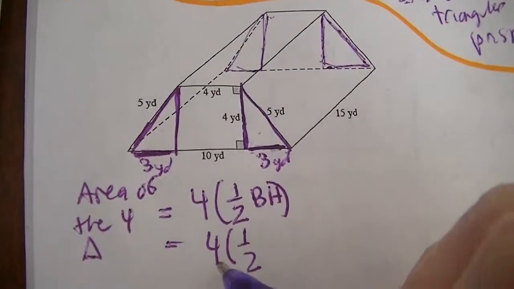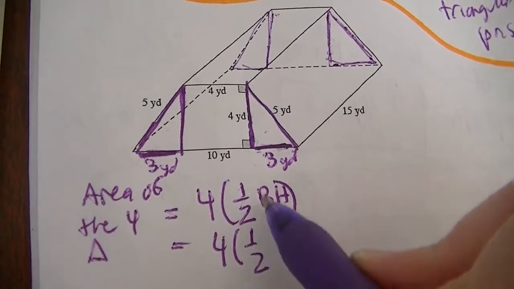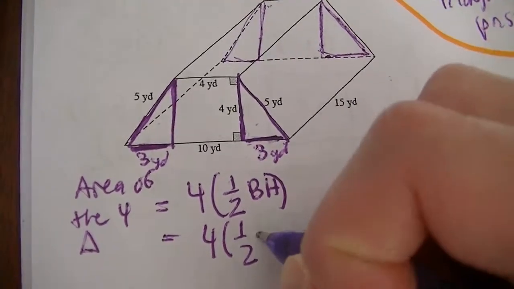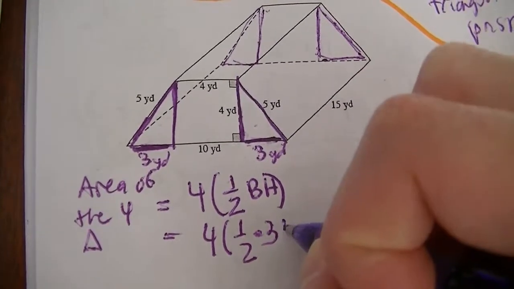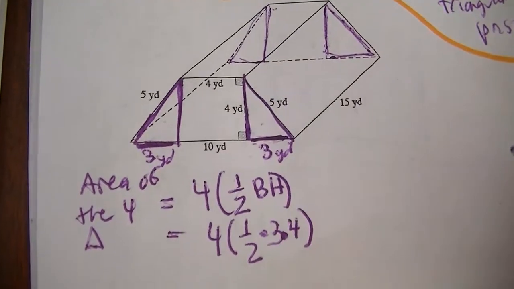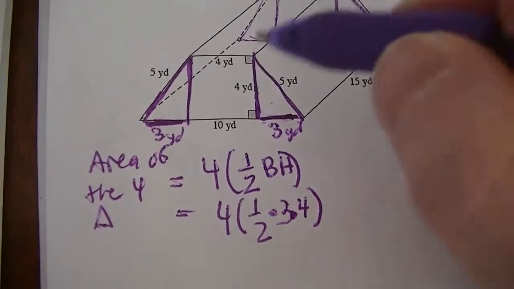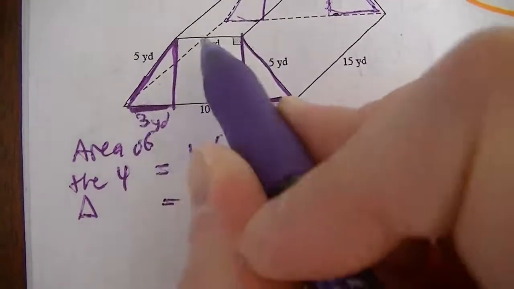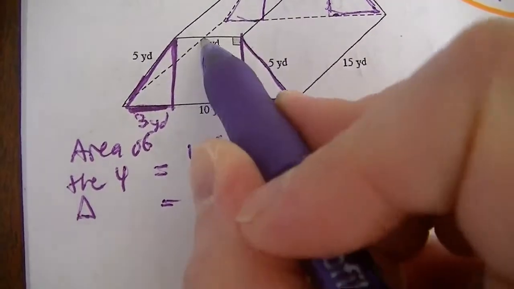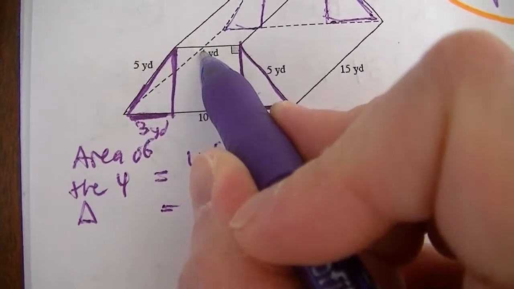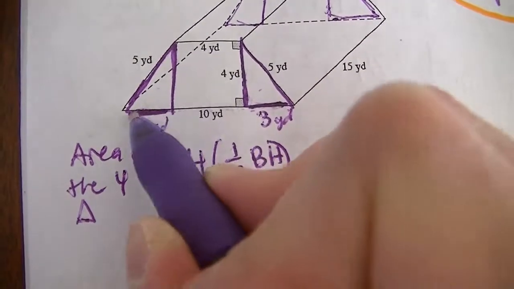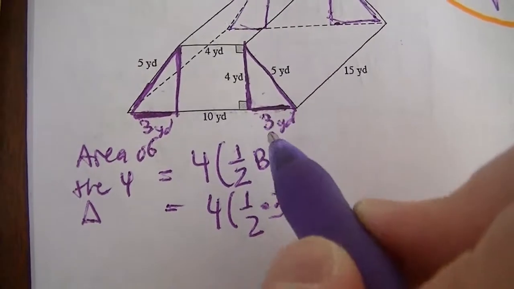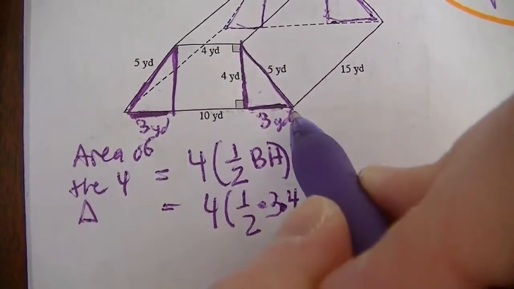Okay? So again, 1/2 base times height. So base is 3. The height is 4. Okay? Did you follow that? I know this is 3 yards because the whole thing was 10. This is 4. 10 minus 4 is 6. There's 6 more yards to account for. And since they're the same, they're congruent, I went 6 divided by 2 to get 3 yards here and 3 yards right there.